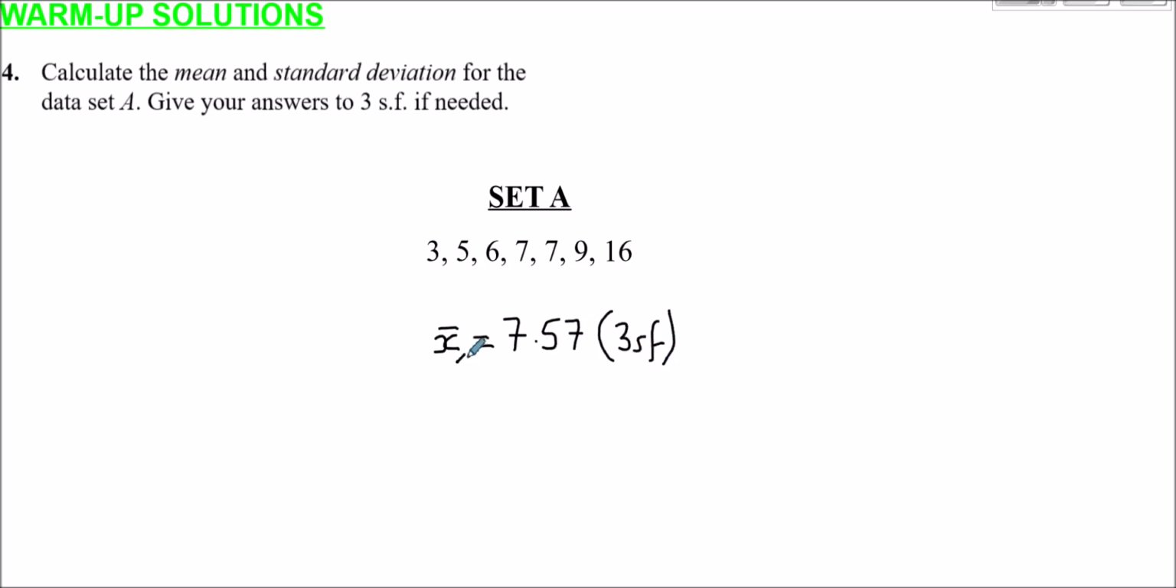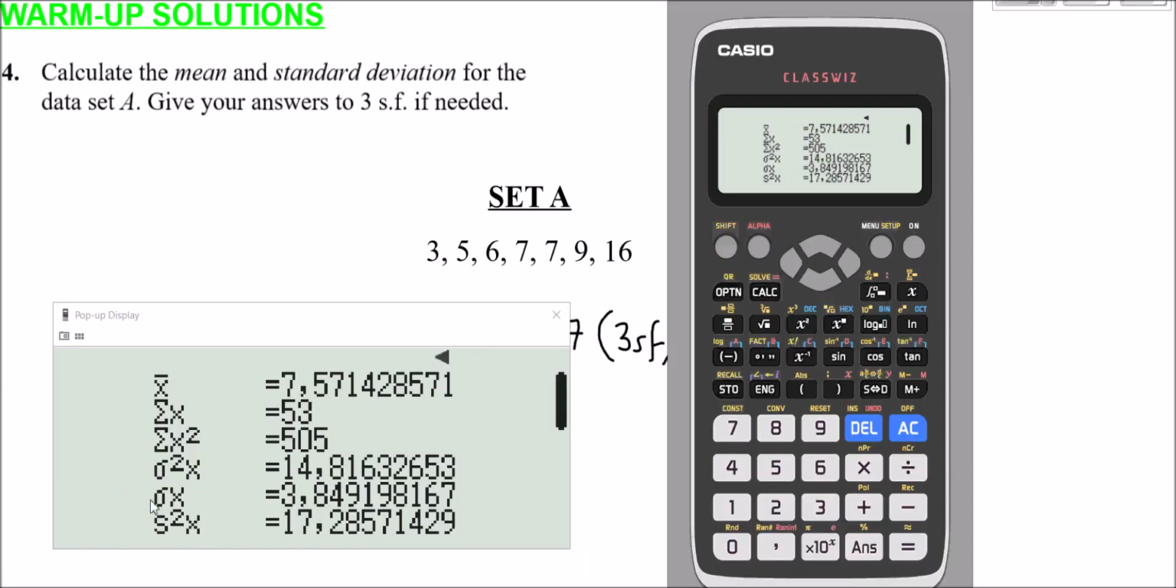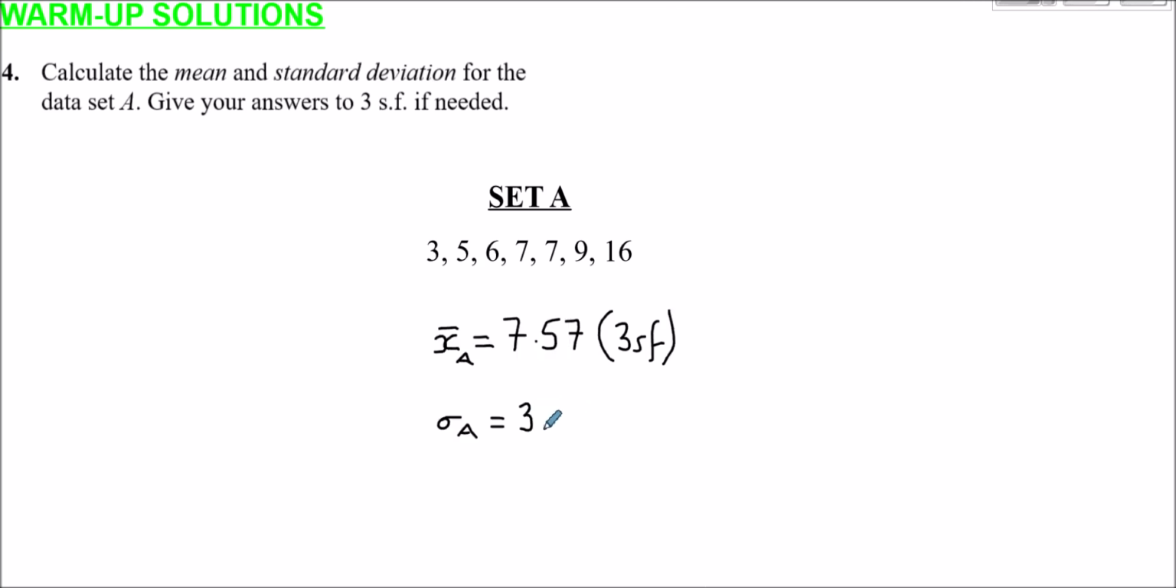That's the mean of A, so I'll put subscript A, just to make sure we're not talking about B. And the standard deviation of A, again, is on the same display. So we're looking for this weird-looking sigma symbol. So sigma x, the standard deviation, is 3.85, correct to 3 significant figures. So that concludes the warm-up. We can now get into the main body of the lesson and have a look at statistical distributions and how we can represent these. So let's move forward.